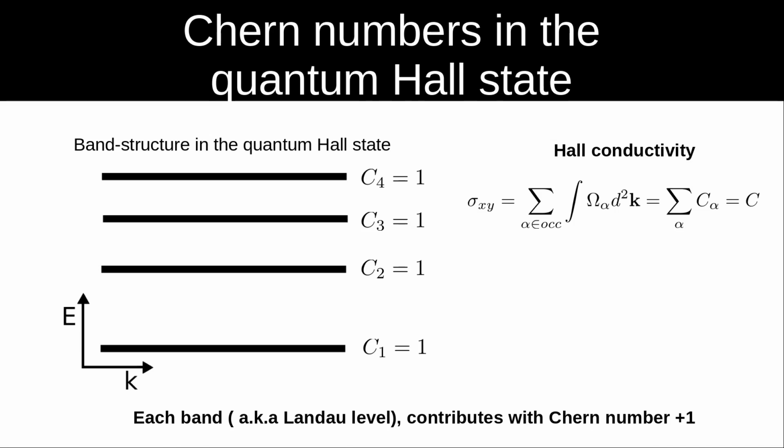So if you have the chemical potential, for example, in between the second and third bands, then the total Chern number of your system is the Chern number of the first band plus the Chern number of the second band. And overall, you essentially have a Hall conductivity that is proportional to the number of flat band Landau levels that you have filled, and in particular, it's actually an integer and it is quantized.